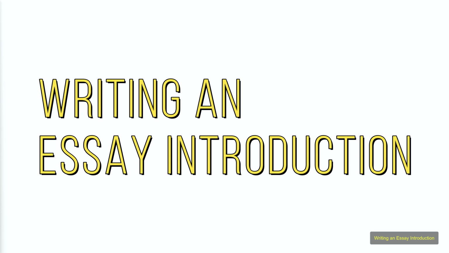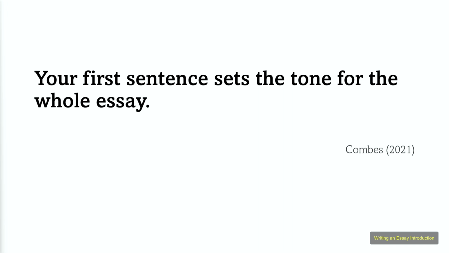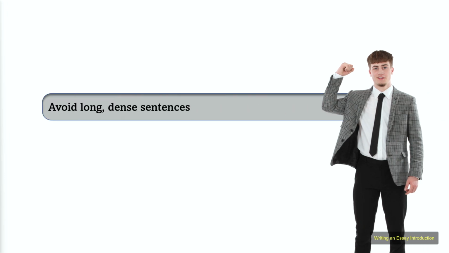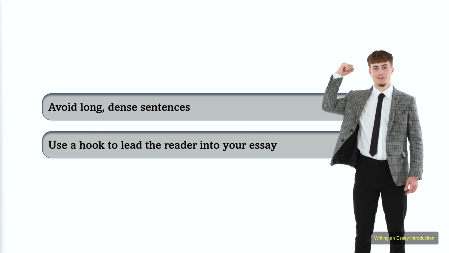It's now time to talk about the first sentence in your introduction, commonly known as a hook or grabber. This is important because your first sentence sets the tone for the whole essay. McCombs makes a couple of suggestions. Avoid long, dense sentences. Begin with something simple, succinct, and intriguing that will pique your reader's interest. The hook should lead the reader into your essay. Therefore, you must describe the issue you're writing about and why it's interesting. Avoid making sweeping claims or making straightforward declarations of facts.